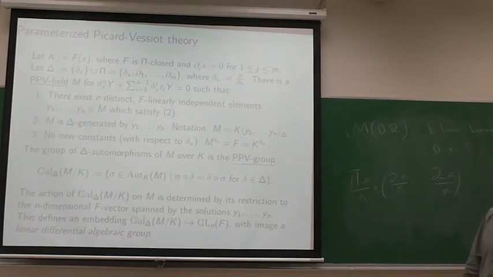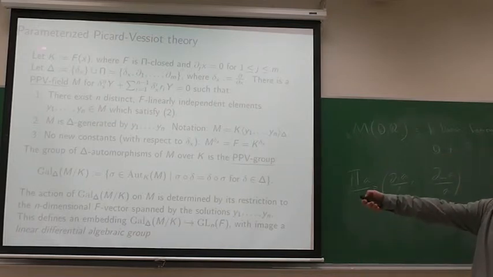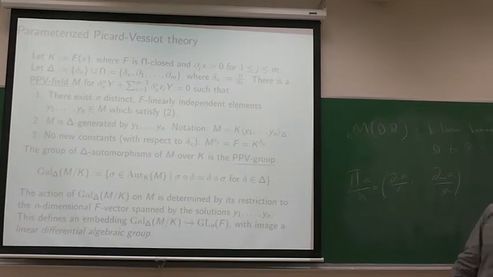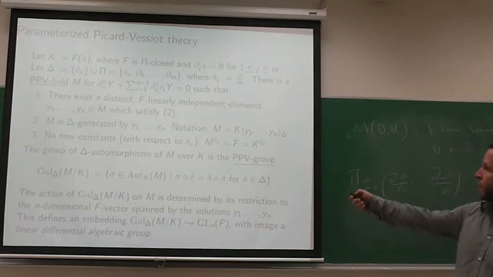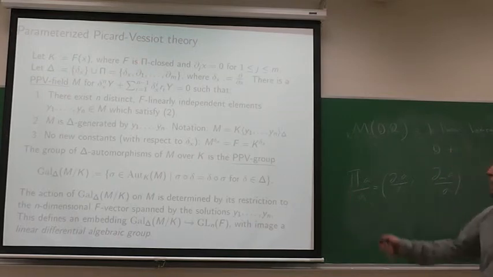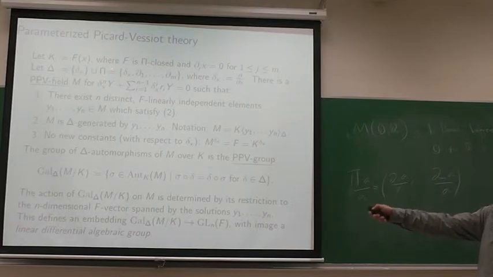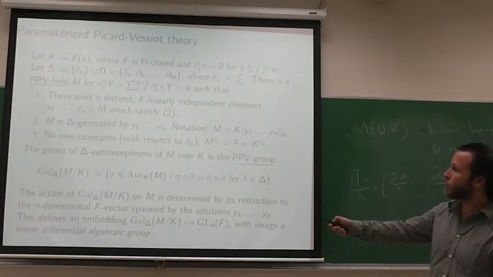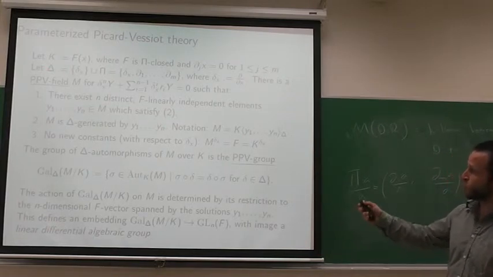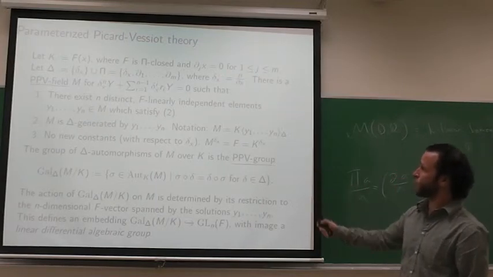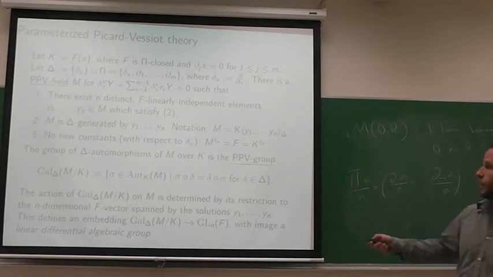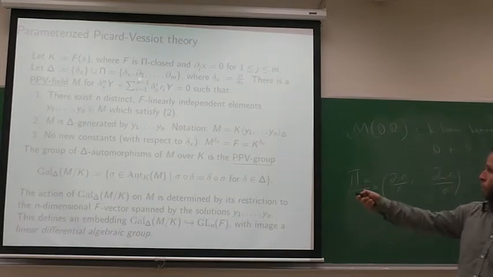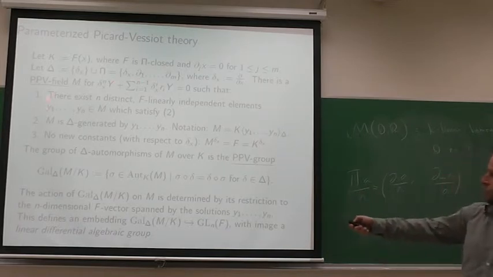So let me briefly review that. I'm going to be working over a very concrete delta field K. The theory applies more generally, but let me make the definition just for this K. I'm still assuming that F is pi closed, and I'm going to extend these pi derivations to K by just demanding that every one of them kills X. Then delta is going to denote the set of derivations consisting of pi and then the derivative with respect to X.